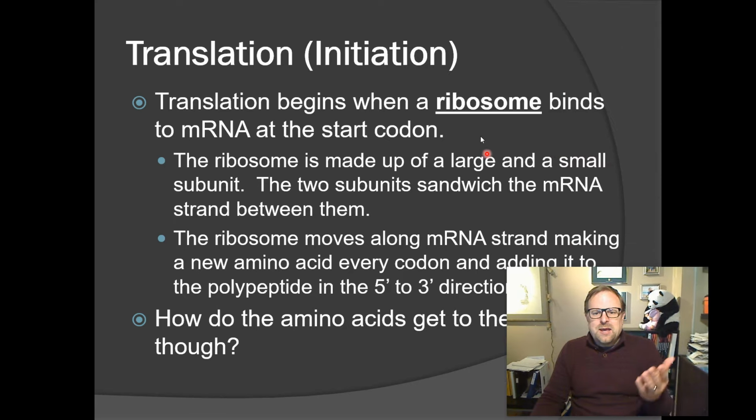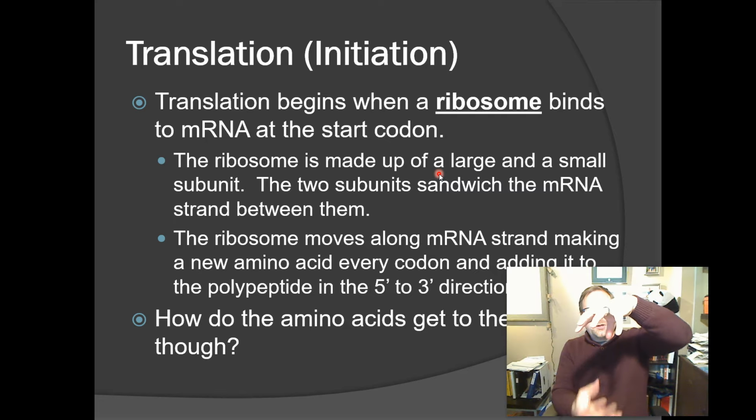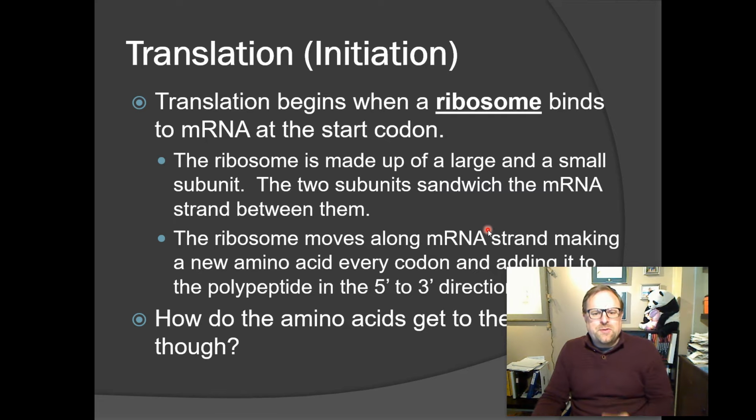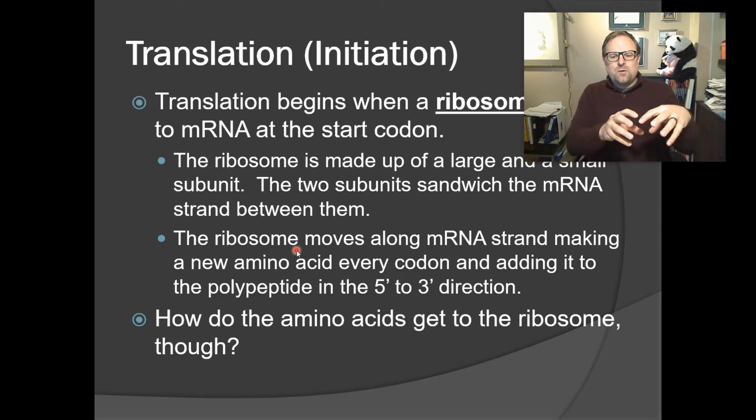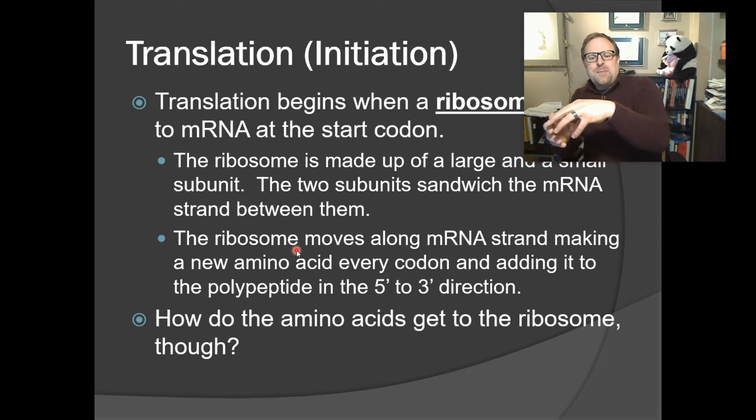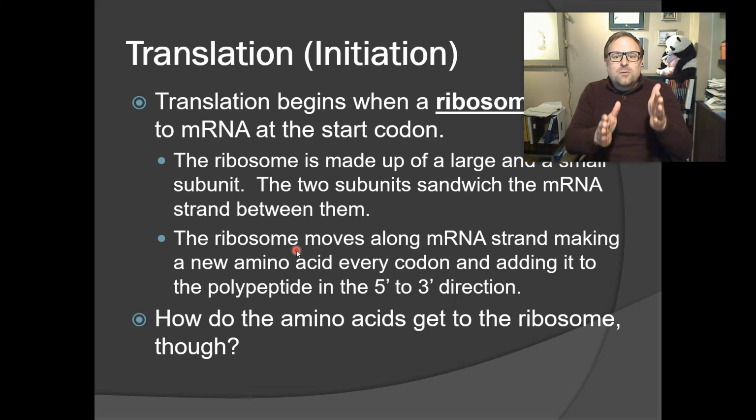So translation begins when a ribosome binds to a messenger RNA at the start codon, and sometimes it has to move back and forth until it finds that start codon. The ribosome is made up of a large unit on top and a small unit on the bottom. You'll see what that means in just a second. The two subunits sandwich the messenger RNA molecule and start to read it. The ribosome moves along the messenger RNA strand, making a new amino acid every codon. Remember, a codon is 3 nucleotides, so an A, G, G, or something along those lines.